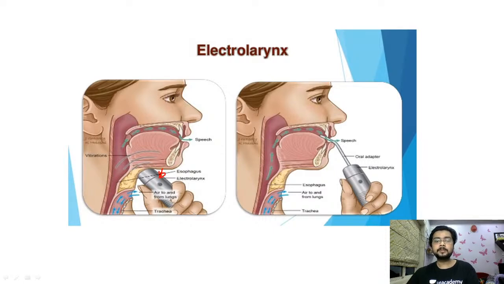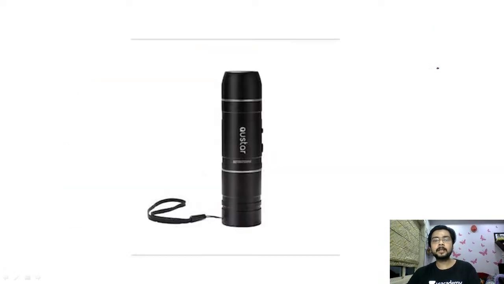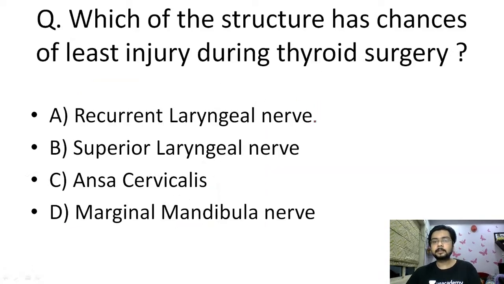Electrolarynx is a battery operated instrument which causes electrical stimulation of the muscles, resulting in production of speech. The drawback is robotic voice. It will appear like a robot is speaking. So if they ask you in an exam, they will give you an instrument like this, or a video clip where the patient puts this instrument below the chin to produce voice. So robotic voice, battery operated, costly. These are some of the drawbacks of the electrolarynx.